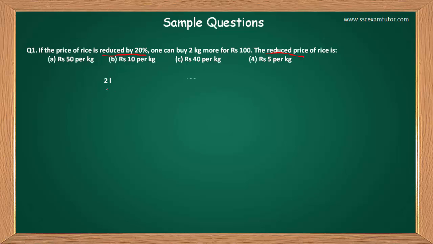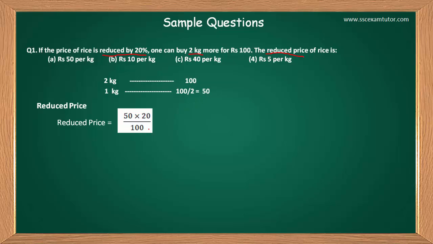So you will have to find the price of 1 kg. So 1 kg is equal to 100 upon 2, that is 50. So reduced price is equal to this 50 into 20 upon 100. Again, if you are not able to understand, I am considering this 20 here. Okay, and now solve it. It will hardly take 2 seconds, or you can solve it even without using pen and paper. So the answer is 10 per kg, that is B.